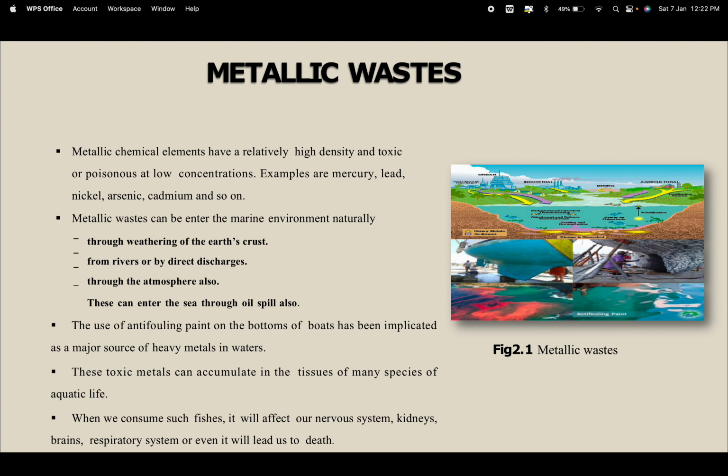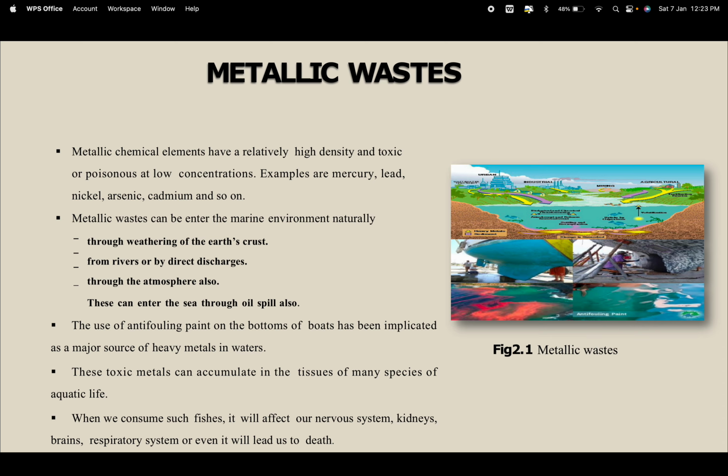Metallic waste. Metallic chemical elements have relatively high density and are toxic or poisonous at low concentration. Examples are mercury, lead, nickel, arsenic, cadmium, and so on. Metallic waste can enter the marine environment naturally through weathering of the earth's crust, from rivers, or by direct discharge, and through the atmosphere also. These can enter the sea through oil spills also. The use of anti-fouling paint on the bottom of boats has been implicated as a major source of heavy metals in water. These toxic metals can accumulate in the tissue of many species of aquatic life.